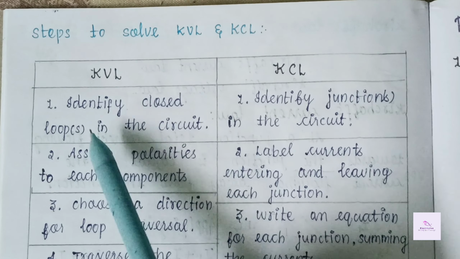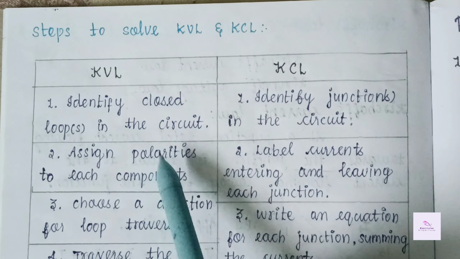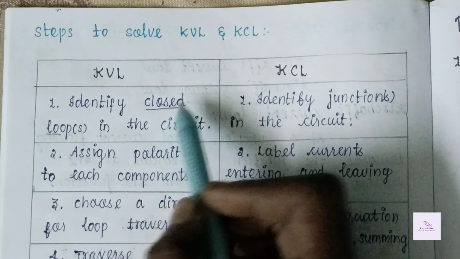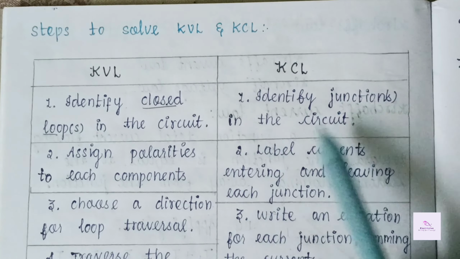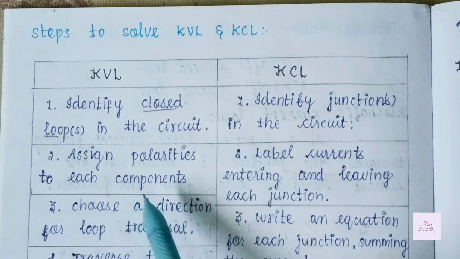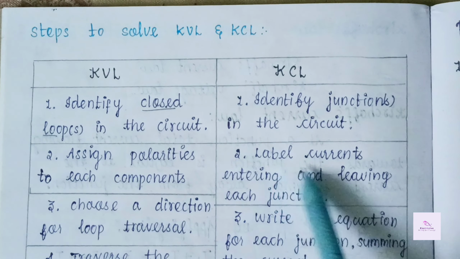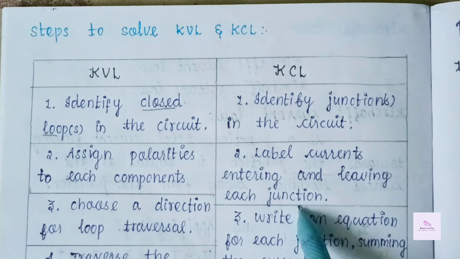Steps to solve KVL and KCL. First, in KVL, the first step is to identify the closed loops in the circuit. In KCL, the first step is to identify the junctions in the circuit. Step 2, in KVL, we need to assign polarities to each component present in that circuit. In KCL, label the circuit currents entering and leaving each junction.